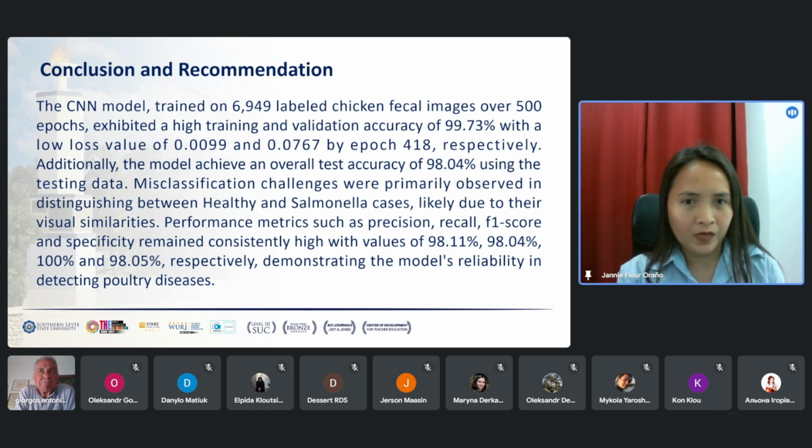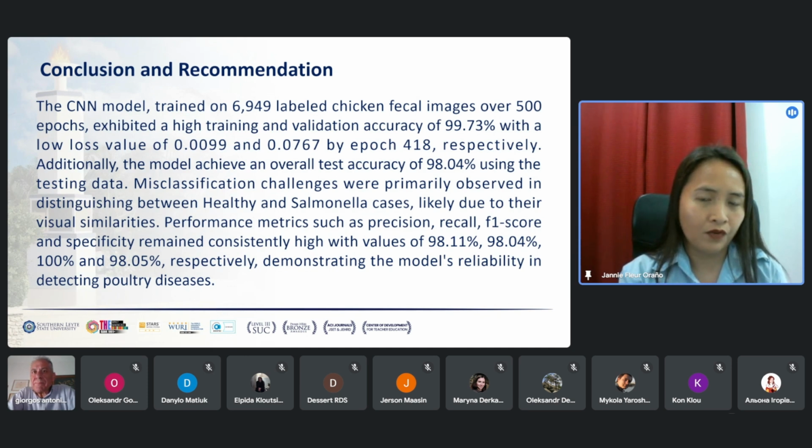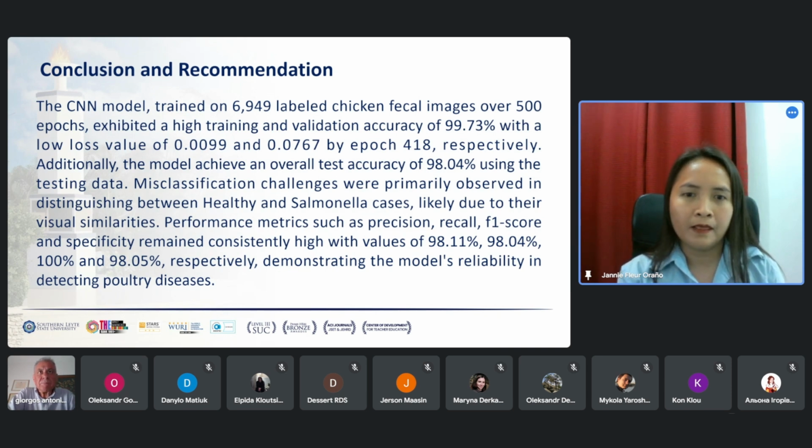Further development that we can explore with this study is the integration of this model into wider scale monitoring of poultry diseases, like in a farm or in a company where it can be deployed.